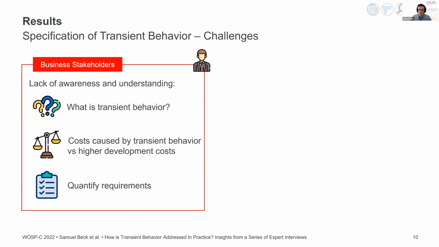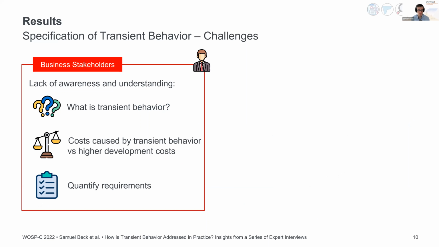When we asked them about the challenges that they see for specifying transient behavior, all 5 of them stressed a lot that the specification of non-functional requirements in general has the challenge that business stakeholders often lack awareness and understanding of the topic. So for transient behavior, what they don't know about is what transient behavior is, what its consequences are, and why it should be specified.